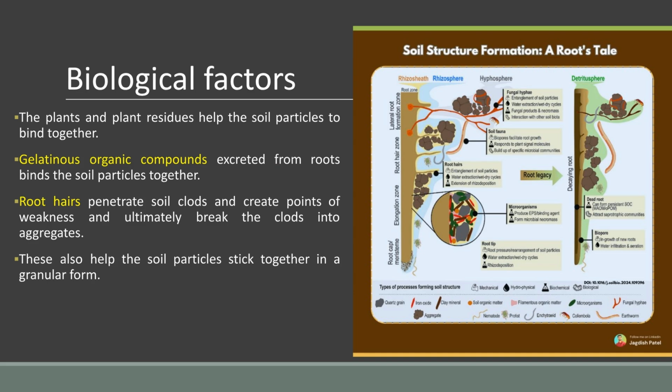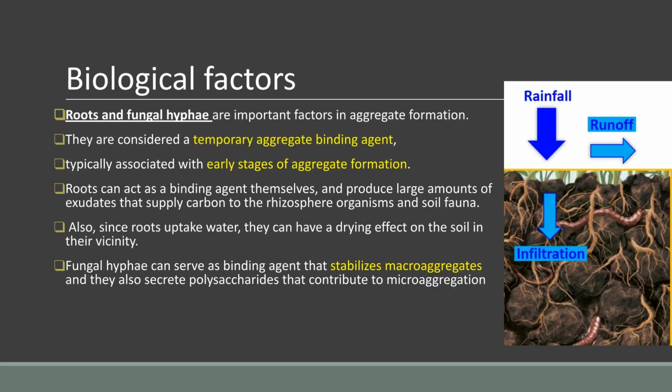Gelatinous organic compounds from roots and root hairs penetrating clods aid in creating aggregates and granular structure. Roots and fungal hyphae are important, temporary binding agents in early aggregate formation. Roots provide exudates for soil organisms and can dry the soil. Fungal hyphae stabilize macroaggregates and secrete polysaccharides for microaggregation.